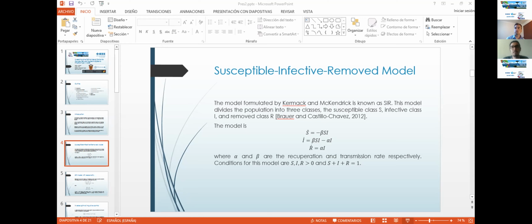And we have here that other factors contribute. We have beta, which is the transmission rate, and we have also alpha, which is the recuperation rate from the disease. This model takes into consideration that all of the variables are positive, and that the sum of all of them is 1, which is 100% of the population.